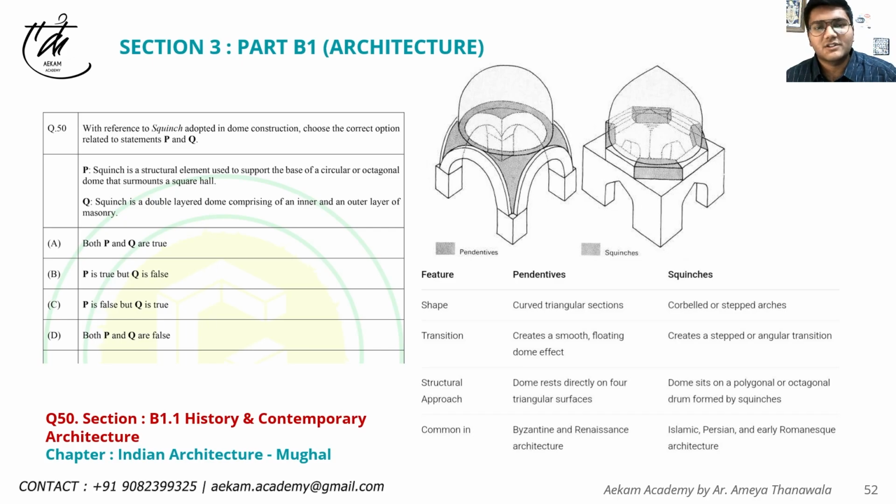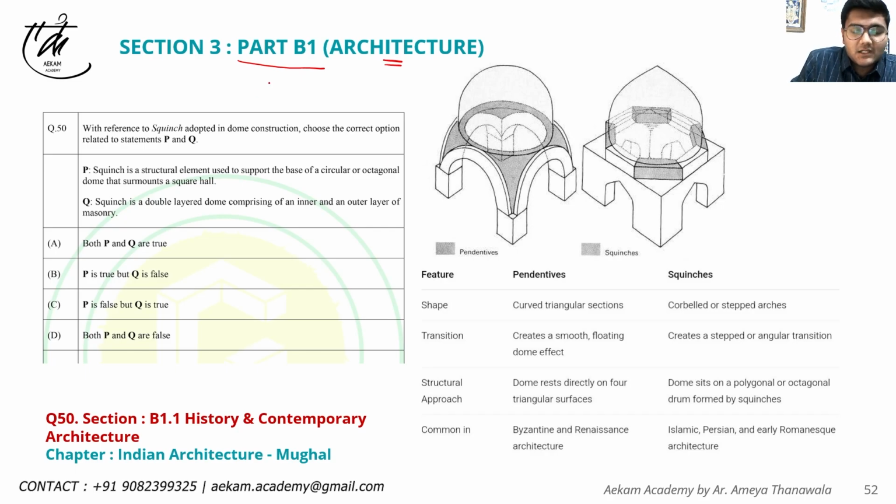Everyone, welcome back to the third part of the video. In this video, we will be solving part B1, which is for architecture candidates of the GATE 2025 Architecture and Planning question paper. As mentioned in our section 3, previously we have solved general aptitude and part A, which is common for both architecture and planning candidates. In this section, we will be solving part B1, which is for architecture candidates.